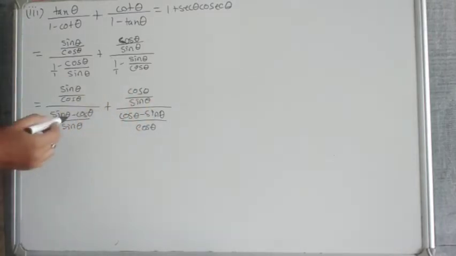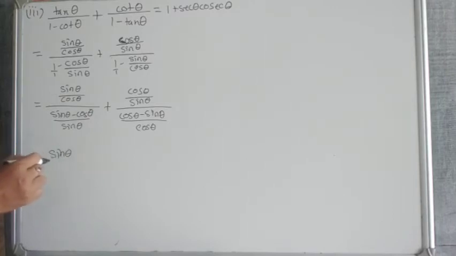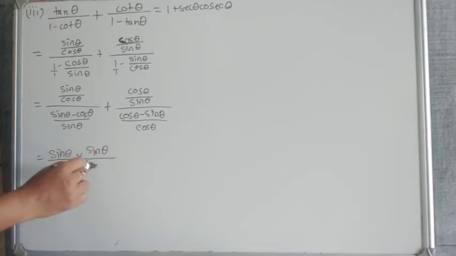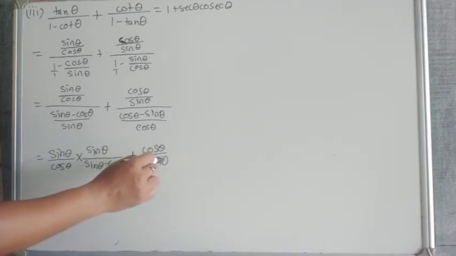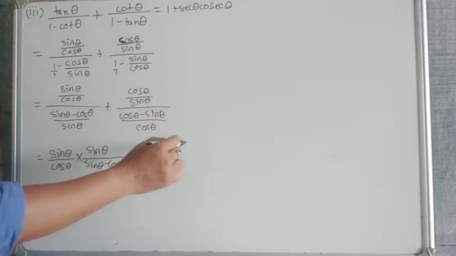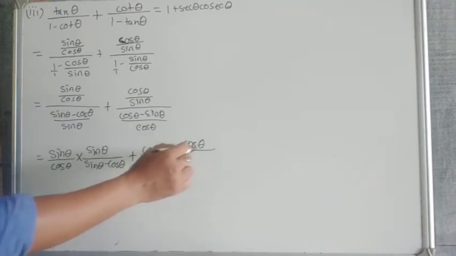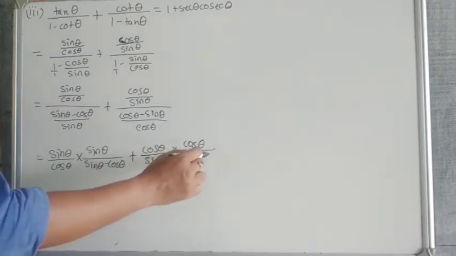Equal to, now in this question we will take the reciprocal of this whole set, means we will make it simpler. So it will become sin theta by cos theta, this will get reciprocal into sin theta by sin theta minus cos theta plus on this side cos theta by sin theta, this will get reciprocal into cos theta by cos theta minus sin theta.